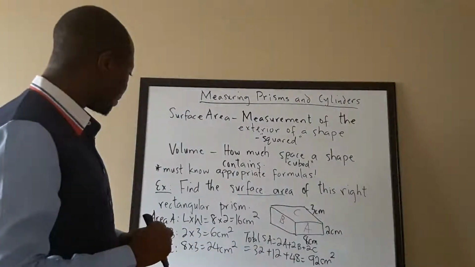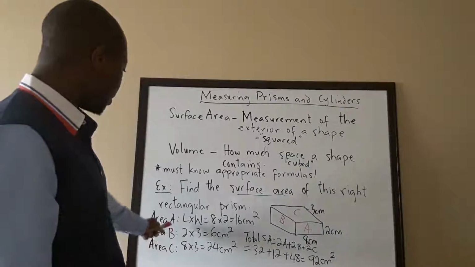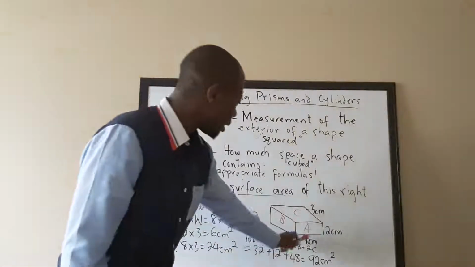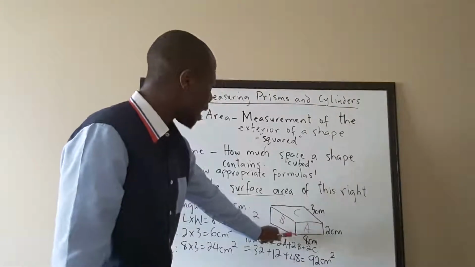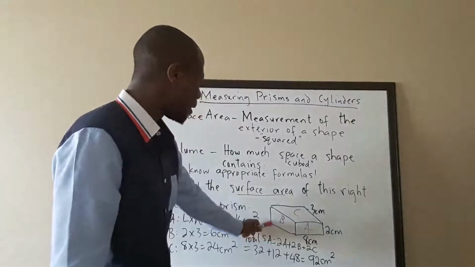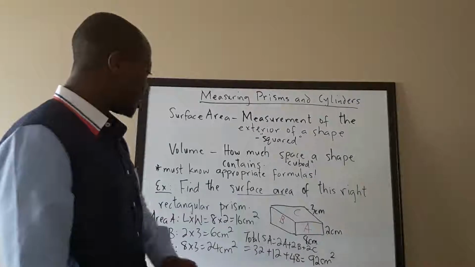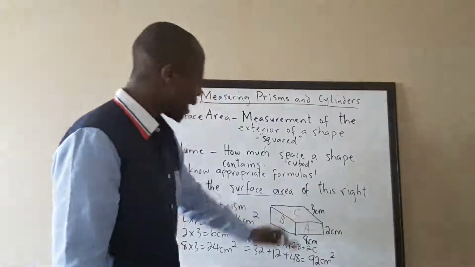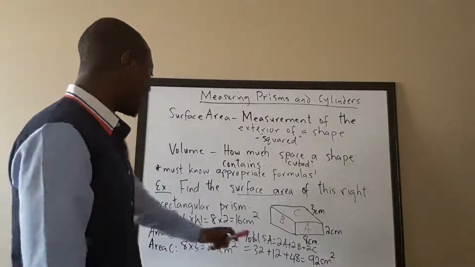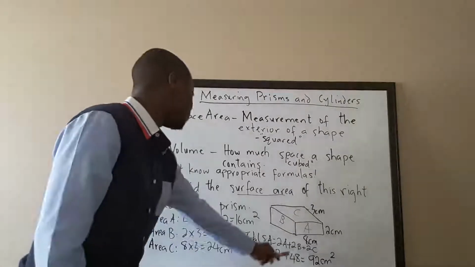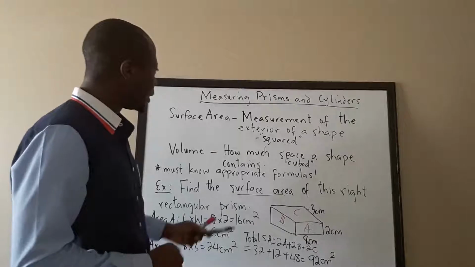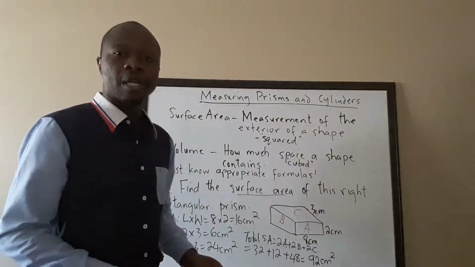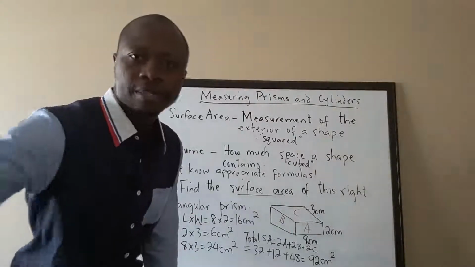And I'm just going to check my work here. So A is 8 times 2. B is 2 times 3. C is 3 times 8. So 24, 32, 12, 48. Perfect. So, yeah. So now we're going to move on to the next question.